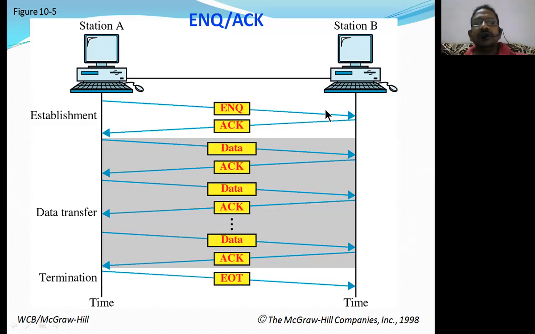So station A sends an inquire signal to station B asking for its permission to receive data, whether it is ready or not ready. If station B is ready, it sends a signal called acknowledgement, a positive acknowledgement, to station A. Then with these two signals, a connection is going to get established. Then station A starts transmitting its data to station B.